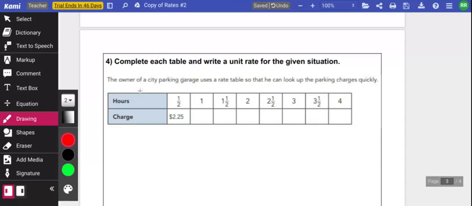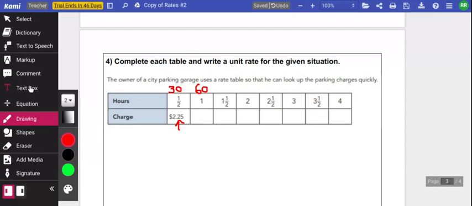So notice here, the owner of a city parking garage uses a rate table so that he can look up the parking charges quickly. And so he charges $2.25 for half an hour. So how much will he charge in 1 hour? Well, remember, half an hour, that's like 30 minutes, right? And how many minutes are in 1 hour? 60, right? So as you can see here, if we simply double this amount, that's going to give us how much in 1 hour. So what's $2.25 times 2? That would be $4.50, right?